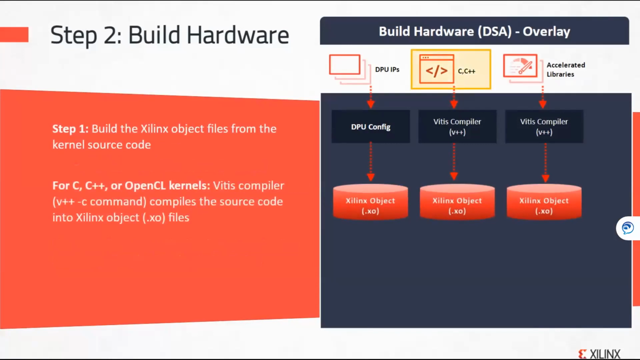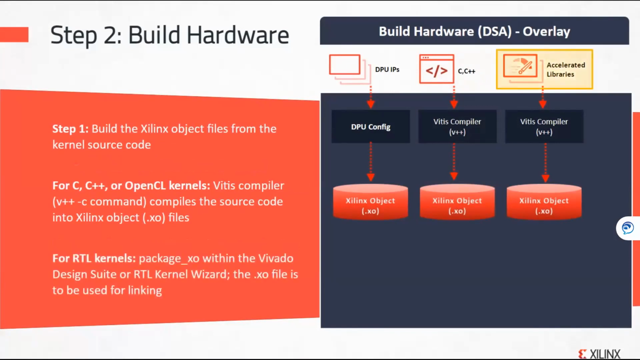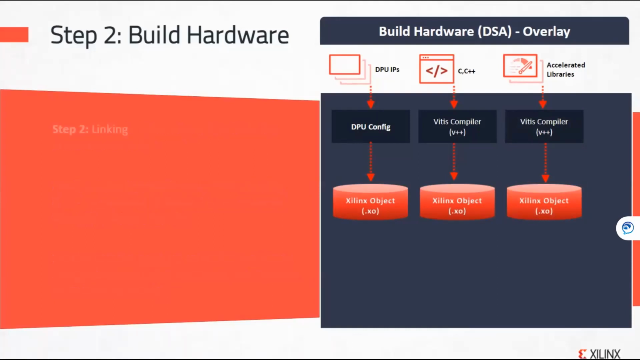For C, C++, or OpenCL kernels, the Vitis compiler compiles the source code into Xilinx object .xo files. Multiple kernels are compiled into separate XO files. Kernels written in RTL are compiled in the Vivado design suite using the package_xo command line utility, which generates a Xilinx object file, .xo, that can subsequently be used by the Vitis compiler during the linking stage.